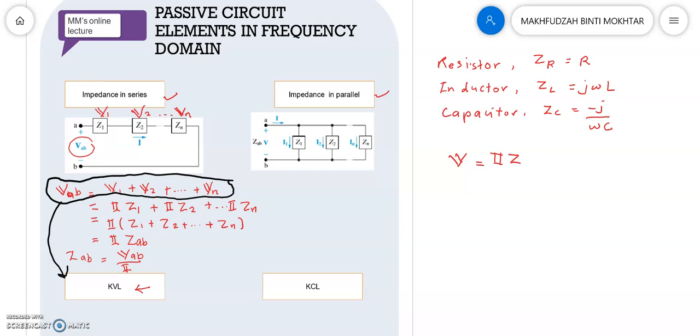Alright, now let's go for the impedance in parallel. Impedance in parallel is the same as if we have the resistance in parallel. If we look at the definition of ZAB with respect to Z1, Z2 until Zn, we can write it as 1 over ZAB equals to 1 over Z1 plus 1 over Z2 plus until 1 over Zn. It's quite similar to 1 over RAB equals to 1 over R1 plus 1 over R2 plus until 1 over Rn.